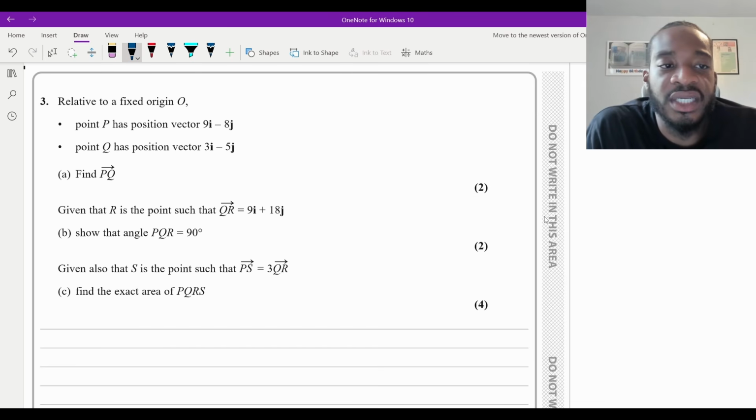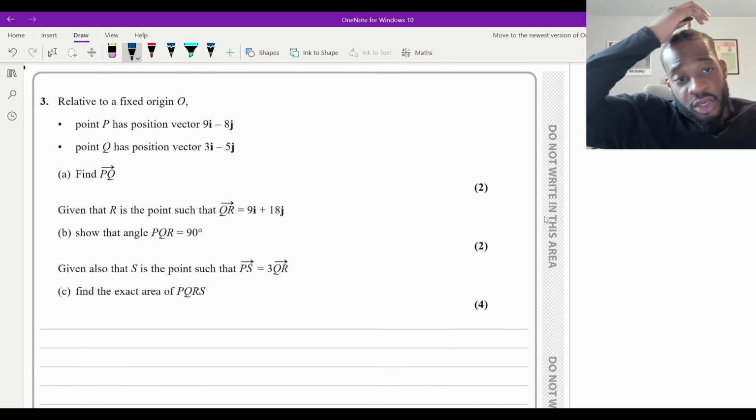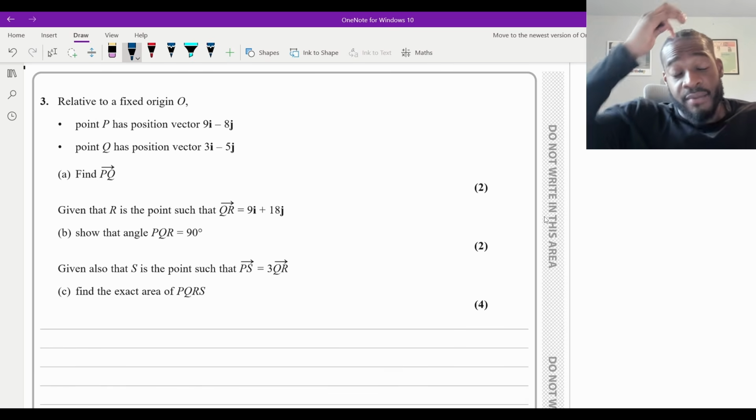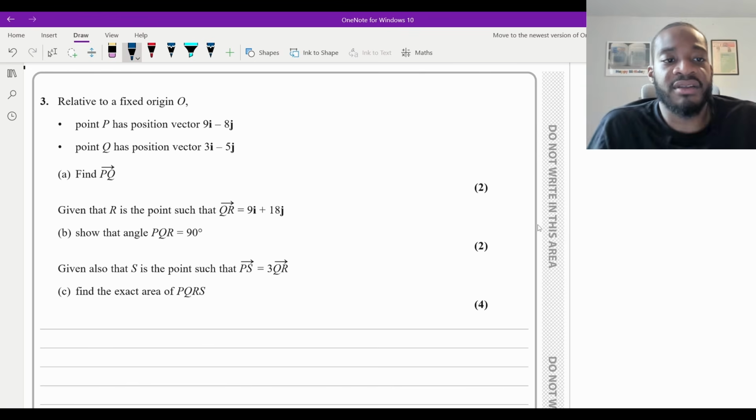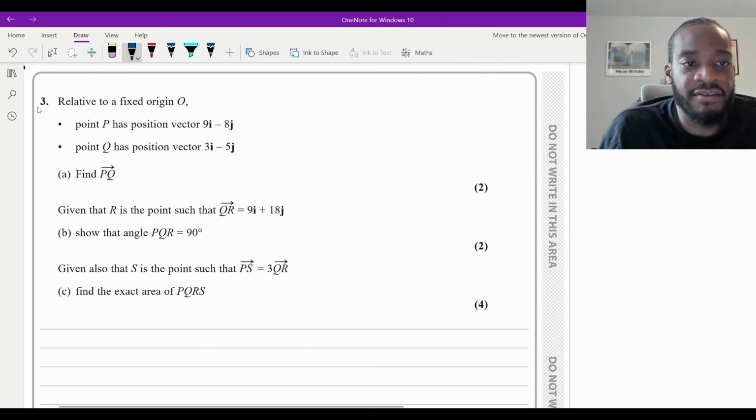Okay, so question 3 says, relative to a fixed origin O, point P has position vector 9i minus 8j. Point Q has position vector 3i minus 5j. Part A says find P to Q for 2 marks. So that's very, very straightforward. So part A, I'll do here.